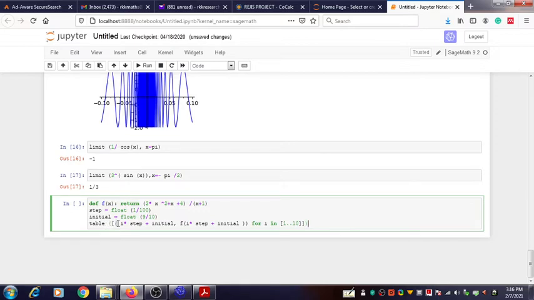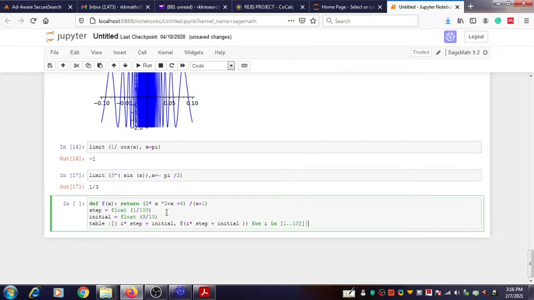In brackets, i*step + initial, comma, f of the same quantity, i*step + initial, for i in the range of 1 up to 10. Here i belongs to the list 1 to 10, but only integer values are considered in that list. Okay, and then we want to take the output.